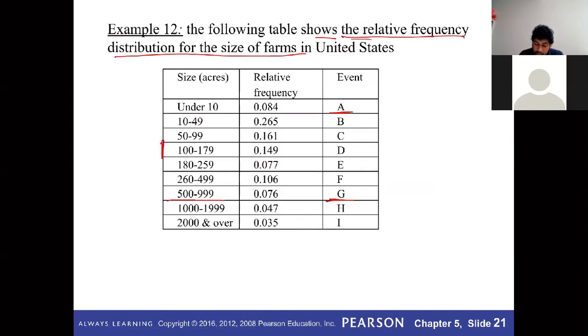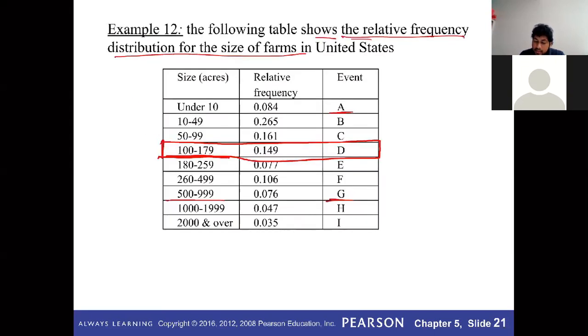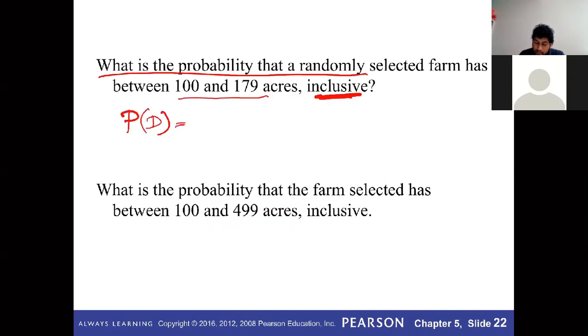Here, this is what we are talking about: acres between 100 and 179 inclusive, which means including 100 and 179. So what is the frequency? 0.149. That's the event D. So you can write the probability of event D equals the frequency divided by the total frequency.